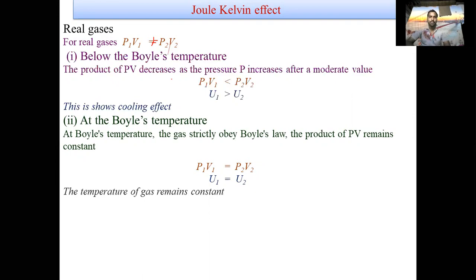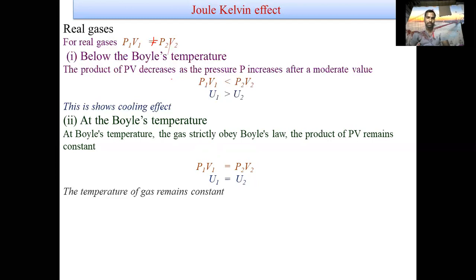In that case, P1 V1 is equal to P2 V2. Now U1 is equal to U2. The internal energy before and after passing through the porous plug material is the same. That's why there is no loss or increase in internal energy after passing the porous plug. This indicates there is no change, meaning the Joule Kelvin effect is zero. The temperature of the gas remains constant.